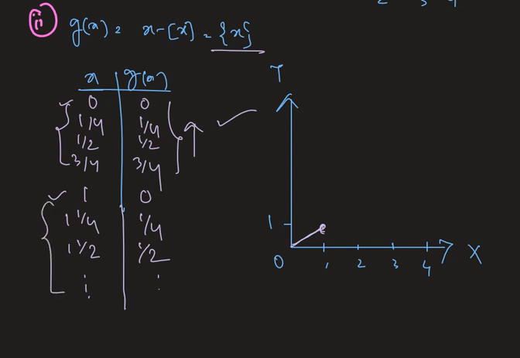Now for 1 onwards, we get values which are also less than 1, but they are also increasing. So they look like this, and proceeding in this way we get the representation of x minus box of x as this. Now let's try the third one.